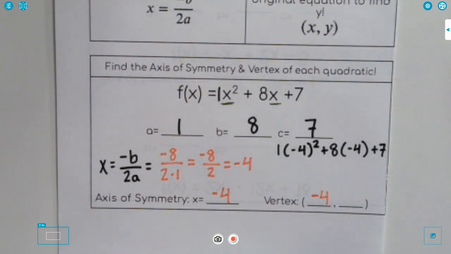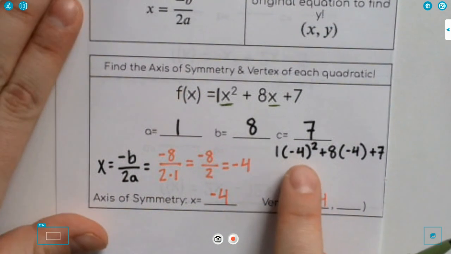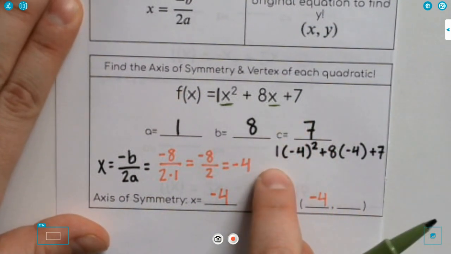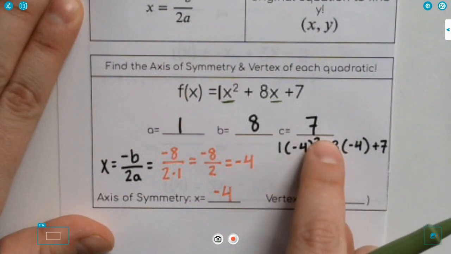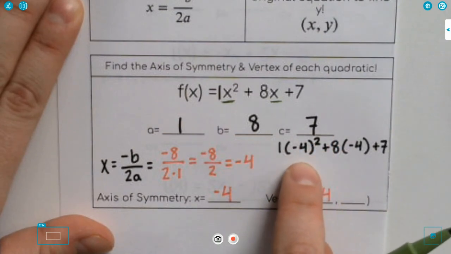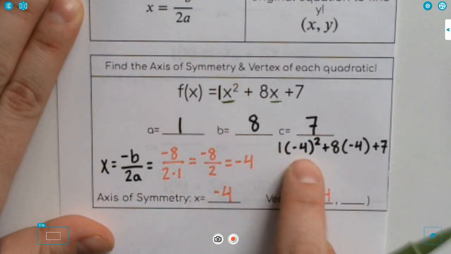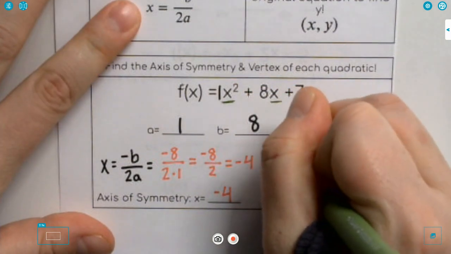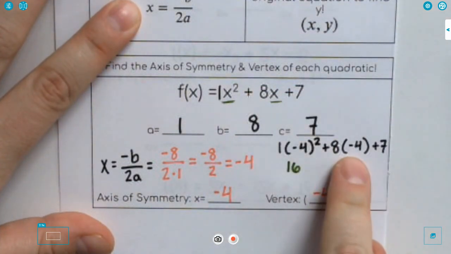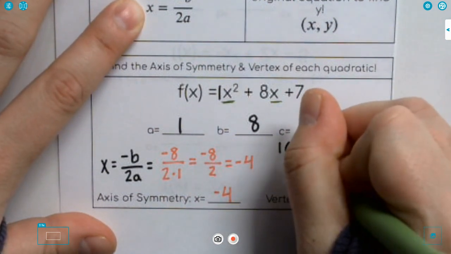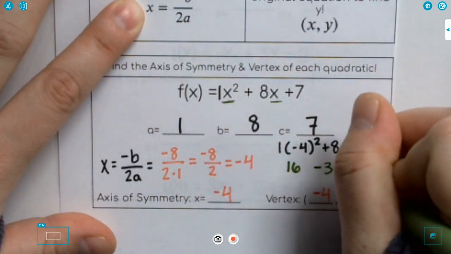If you're going to do it by hand, you have to remember order of operations, PEMDAS. Exponents come before multiplication. So what that means is we have to do this exponent right here before we multiply by the number in front. So we do (-4) squared first. (-4) squared means -4 times -4, which is positive 16. Then we would do 1 times 16, which is still just 16. And then 8 times -4 would be -32. So we would have 16 minus 32 plus 7.